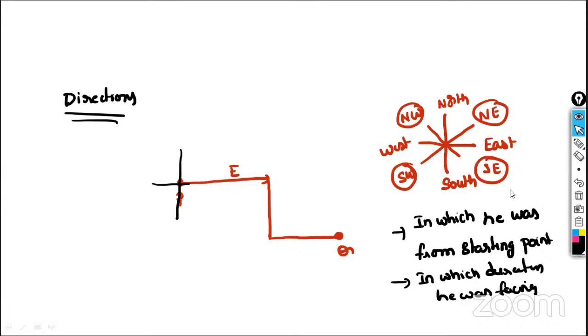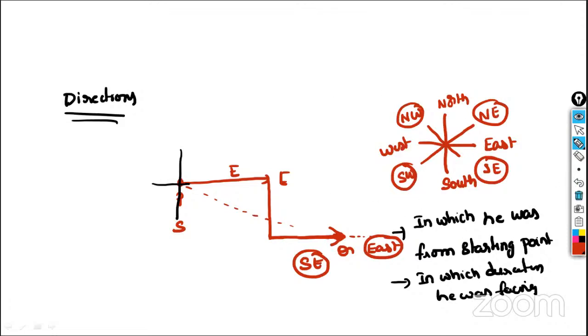See, we take it as a drawing. This is east, this is south, and the direction is southeast. In which direction was he facing? That means when he stopped, he was going like this. So when he stopped, he was facing in which direction? He was facing the east direction, right?